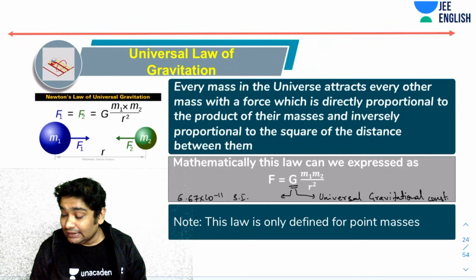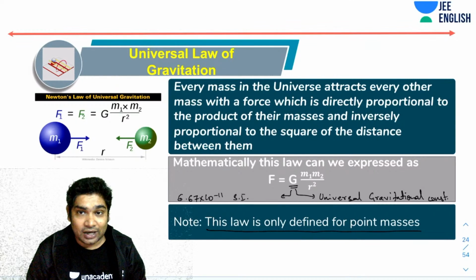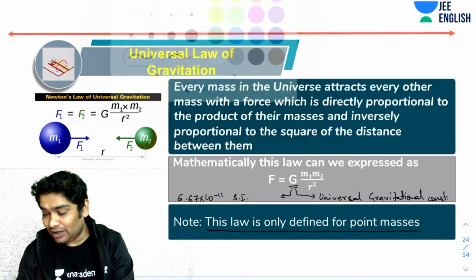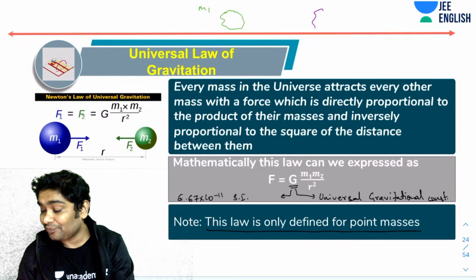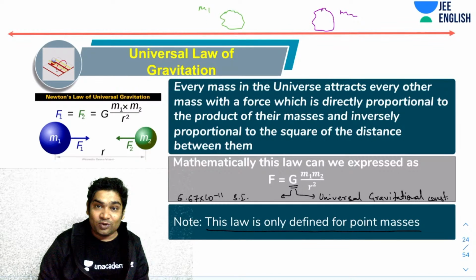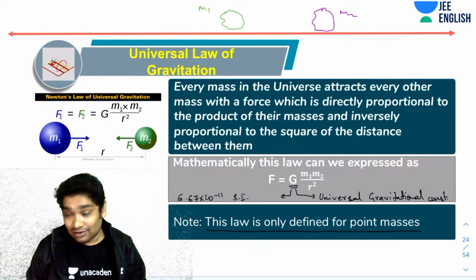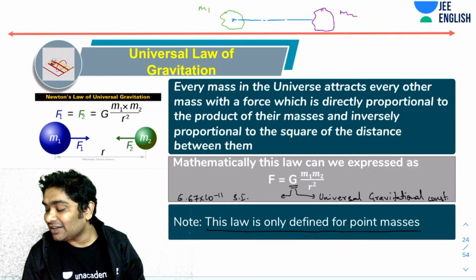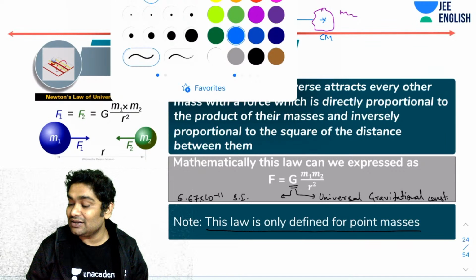Now, please note that this law is only defined for point masses. A huge mistake that a lot of students make. They don't realize that. This is a common mistake that all my students have made in the past. I told them that this is a mass m1, consider this another mass m2. What will be the force of attraction between them? They would immediately say it would be G m1 m2 over r square. And when I ask them what is r, I have gotten some really weird answers. The most common answer is that r is the distance from center of mass to center of mass, which is wrong.